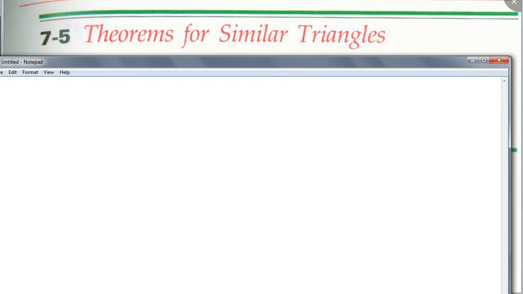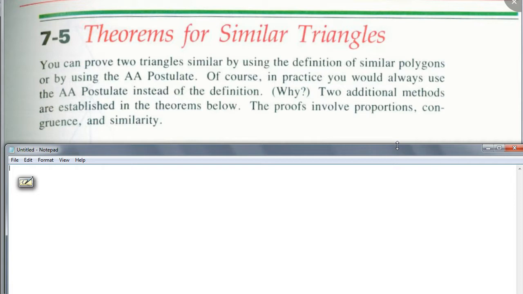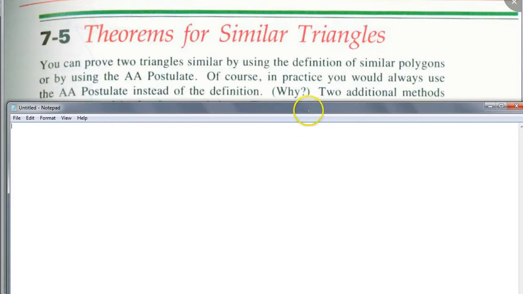Okay, Kenny, why don't you read this for us right here? From there, we're going to actually get these theorems. You can prove two triangles similar by using the definition of similar polygons or by using the AA postulate. Of course, in practice, you would always use the AA postulate instead of the definition. Why do you think we do this? We talked about this last time. Josh? It's faster. Yeah, because how many parts do you have to show for the definition?